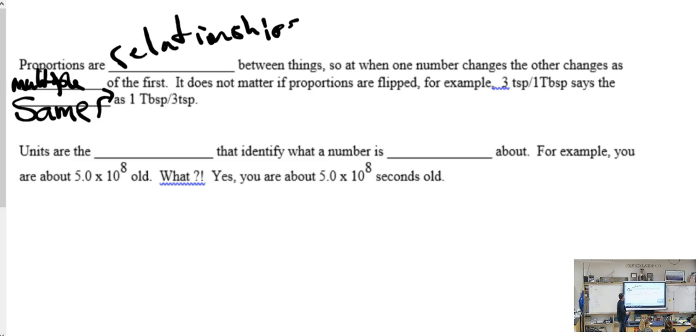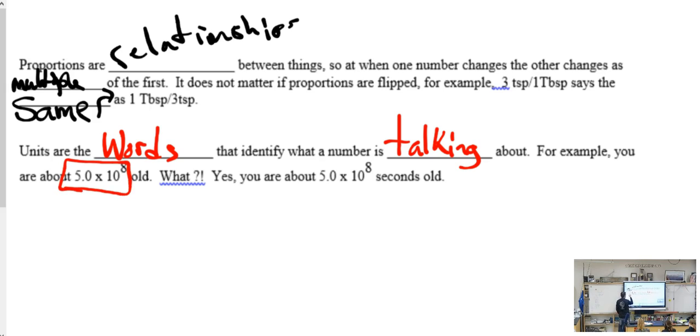So units. The units are the words that identify what a number is talking about. For example, you are 5 times 10 to the 8th old. That is a useless, weird number, unless we use a unit. You are 5 times 10 to the 8 seconds old.